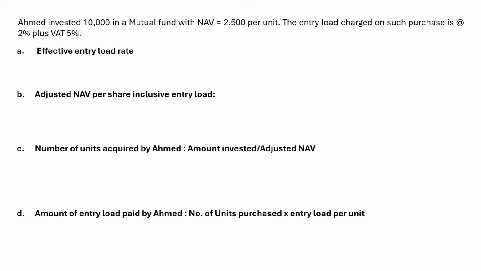So we will take this first question. Ahmed invested 10,000 in a mutual fund with NAV 2.5 per unit. The entry load charged on such purchase is at the rate of 2% plus VAT 5%, so 2% plus 5% of 2%, that is VAT. We are supposed to calculate these four things: effective entry load rate, adjusted NAV per share inclusive of entry load, number of units acquired by Ahmed, and amount of entry load paid by Ahmed.